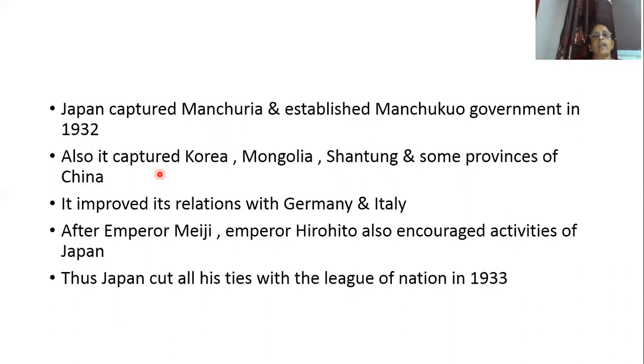So Japan captured which places? Manchuria, and which government was established in 1932? The Manchukuo government. The places captured by Japan were Manchuria, Korea, Mongolia, Shantung, and some places in China. And then it made relations with Germany and Italy. After Meiji, Hirohito became the emperor of Japan, and he also encouraged these imperialistic activities, and thus Japan cut all relations with the League of Nations. So this militarism of Japan also prepared the background for the Second World War.